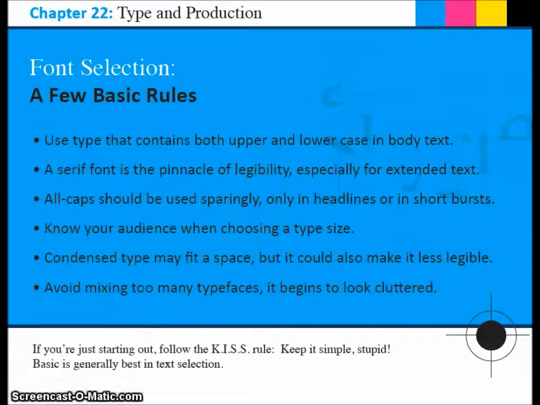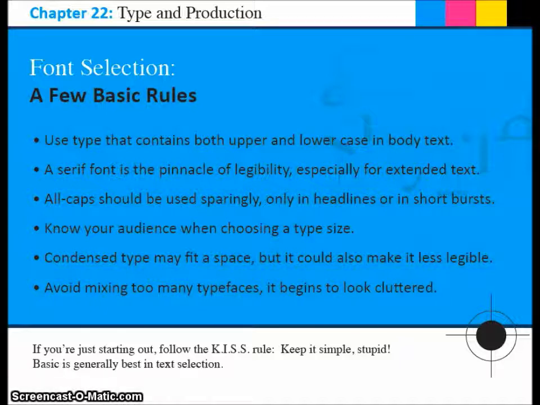So here are a few basic rules if you're just starting out, specifically for font selection. You should probably use a type that contains both upper and lowercase letters in the body text. You know, all caps means you're yelling, of course. It flows and the reader can read it a lot easier. A serif font is the pinnacle of legibility because apparently the lines in the font, the serifs, actually guide your eye as you move through the text. As I said, all caps should be used sparingly, only in headlines or in short bursts, because it means excitement.